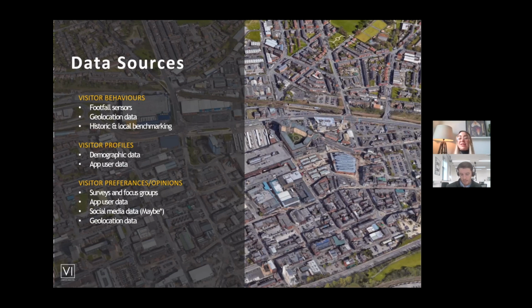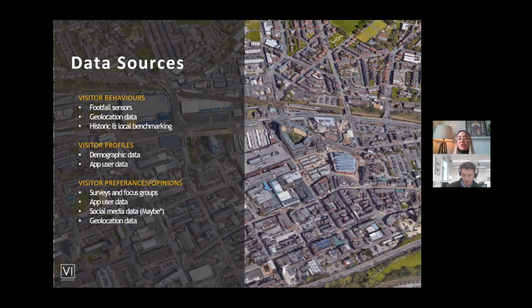Are you seeing similar trends, or are there different trends, and why are you seeing different trends in terms of engagement across those locations? Really understanding visitor profiles again and changes over time. So that can be done using demographic data, as well as app user data. I understand that there are user apps being employed in town centres where a lot of this information can be gathered about not just how many people are coming to a location, but actually who they are.